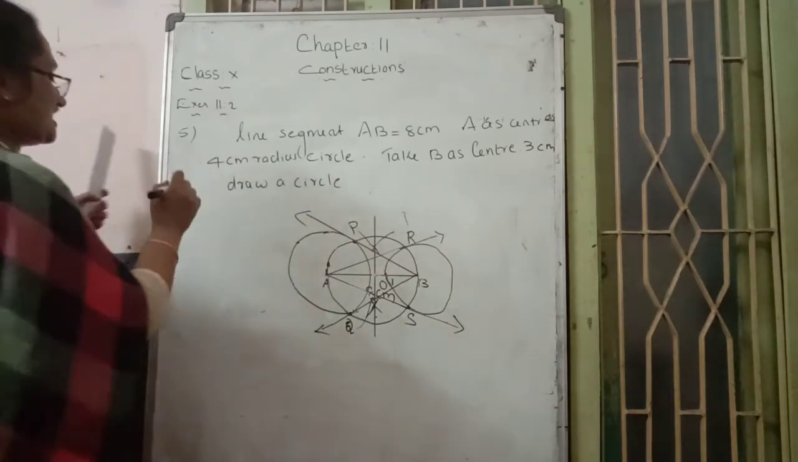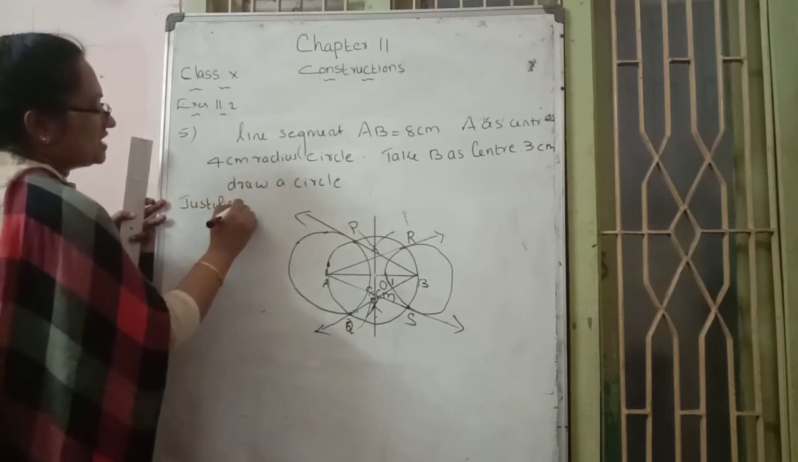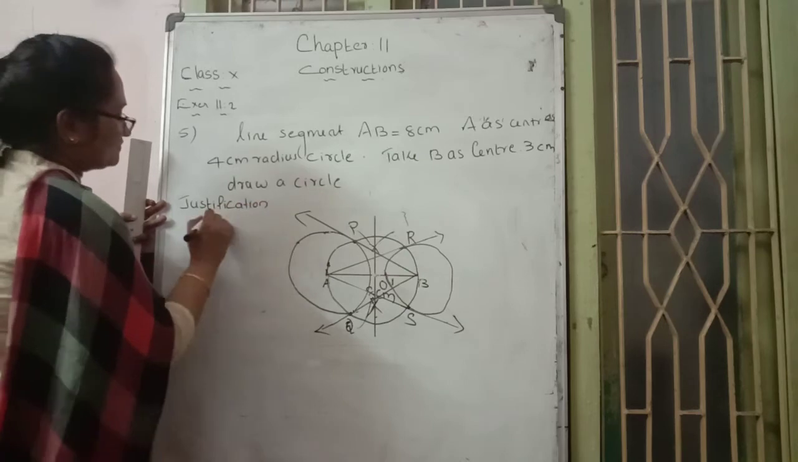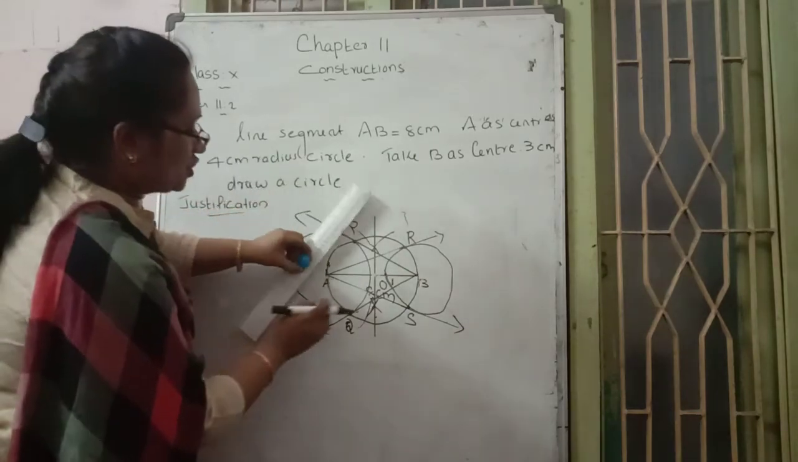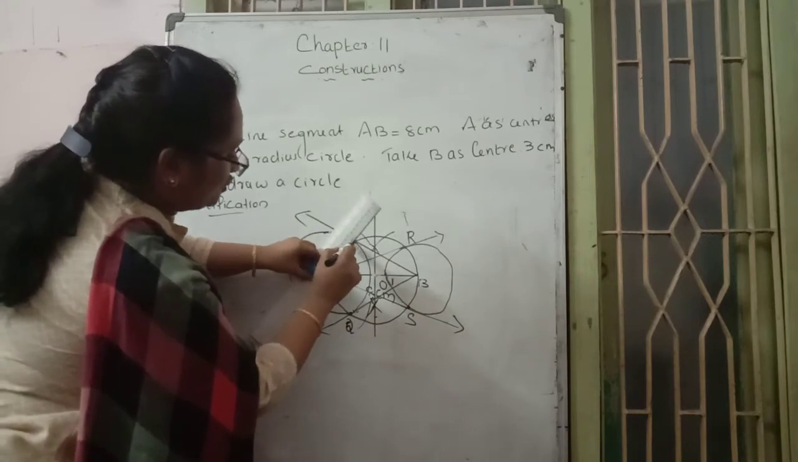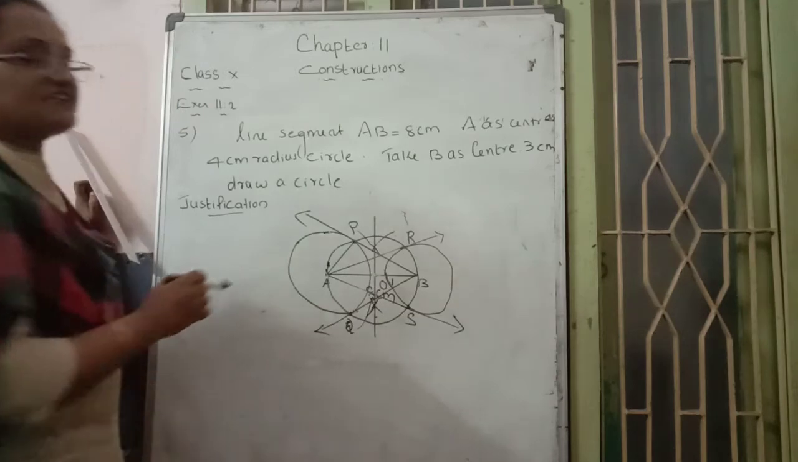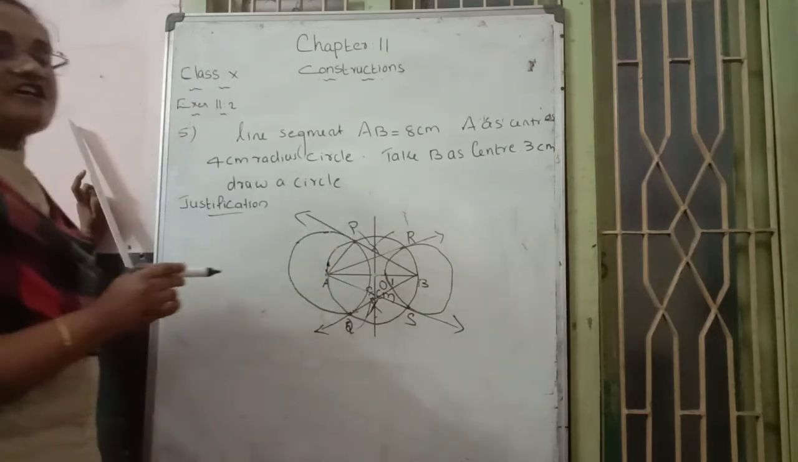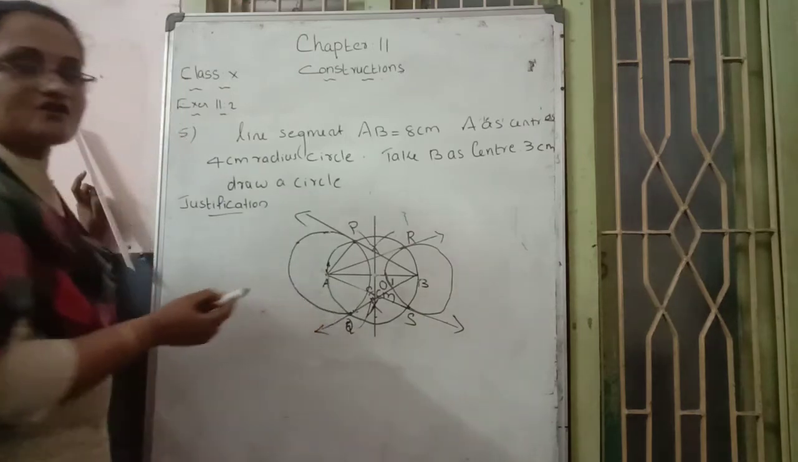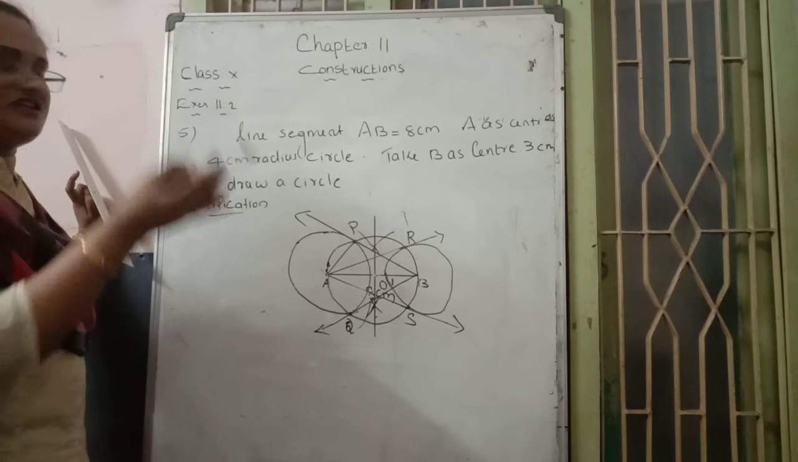But we want justification. How to justify? In the justification, we just join A to P in the 4 centimeter circle. A is the center of that circle, and we join A to one tangent point. In the same way, A to Q is also possible. We get a right angle triangle, and we learned that earlier.